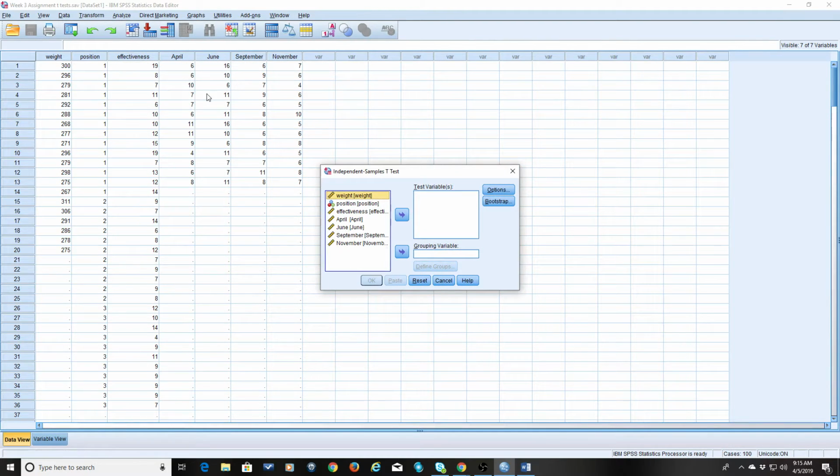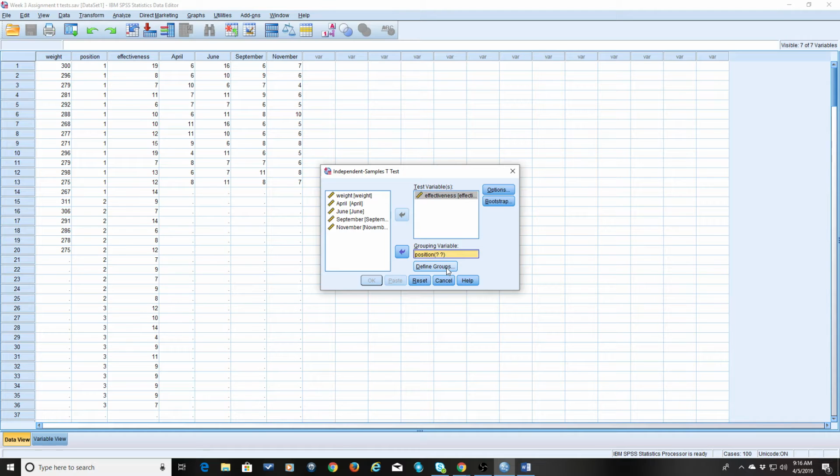Okay, so we need to have the two things that we're comparing. The test variable is going to be effectiveness. Now, the grouping variable, we're going to put in the positions. We're going to put that down here. Now, with the positions, that's all of them, 1, 2, and 3, right? Manager, staff, executive. So I'm going to be more specific. I want to compare 2 groups. And this test is set up for comparing only 2 groups.